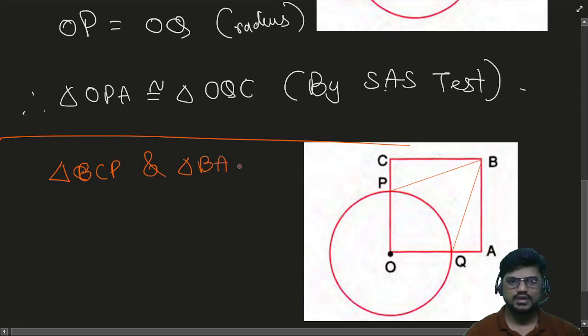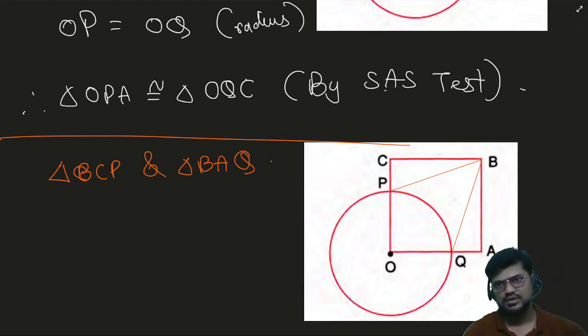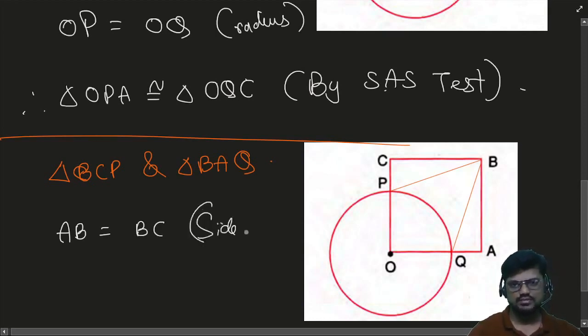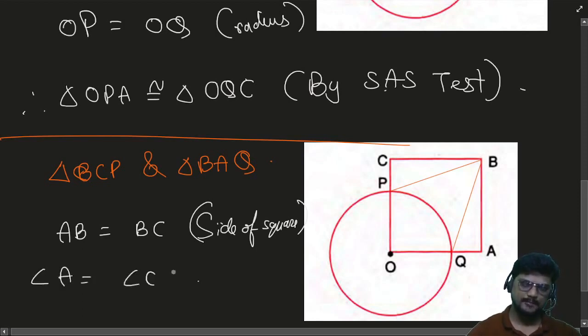Sir, please do not shout. Please keep your voice low. Do not shout. Sir, AB is equal to BC because sides of a square. Okay. Fine. Then, sir, angle A is equal to angle C, because 90 degree.